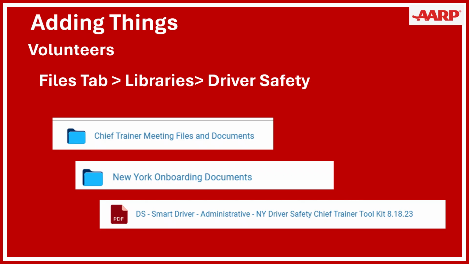And then as far as what do we do in the back office, you might ask. Well, the volunteers, there's a wealth of information on the portal for volunteers. And I know what you're thinking. It's hard to find, but here it is. You go to the Files tab. You click on Libraries, which is over to the left. It will open up a screen in the middle, and you'll see Driver Safety. And you click on that Driver Safety, and then you cursor down a little bit, and you'll see Chief Trainer Meeting Files and Documents. And then below that, you click on that, you'll see New York Onboarding Documents.